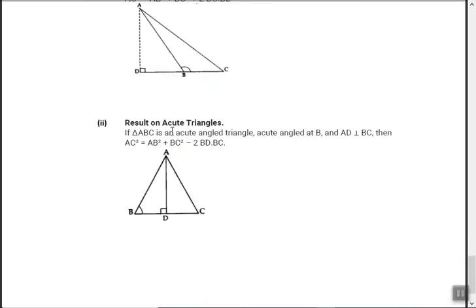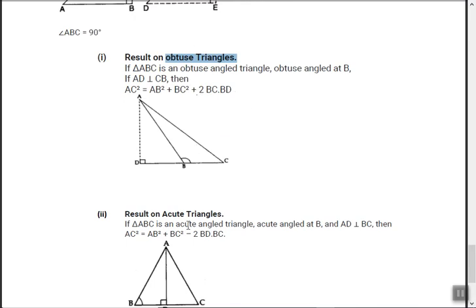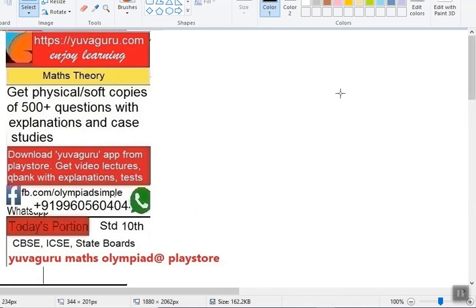Similarly for an acute triangle, if ABC is an acute angle triangle, acute angle at B, say this, at B, and AD is perpendicular to BC, then AC square equals AB square plus BC square minus 2 BC into BD. Remember, same thing, instead of plus it's minus, so you need not remember any derivation. Just remember one: for obtuse it's plus, for acute it's minus. That's it. So that was the theory on triangles, or you can call it similarity of triangles.